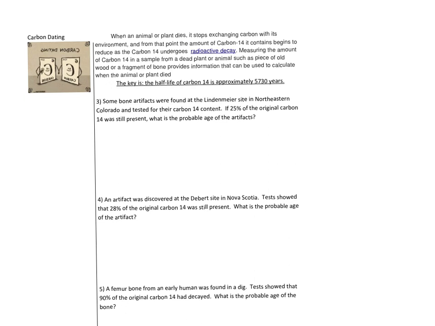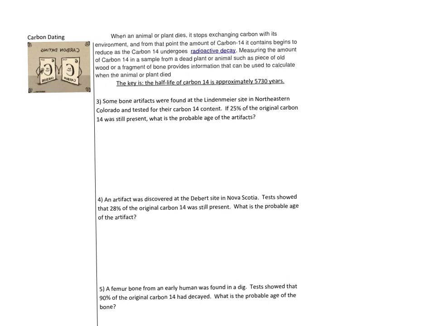No, just kidding. Carbon dating is actually when an animal or plant dies, it stops exchanging carbon with its environment, and the amount of carbon-14 it contains begins to reduce and undergo radioactive decay, just like we talked about on the last page. Measuring the amount of carbon-14 in a sample from a dead plant or animal, such as a piece of old wood or a fragment of bone, provides information that can help calculate when the animal or plant died.